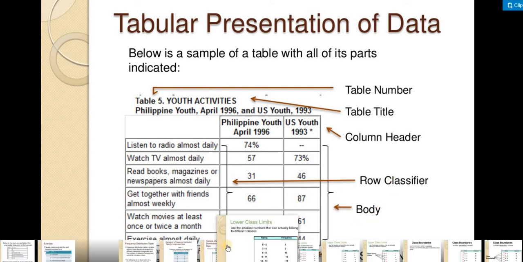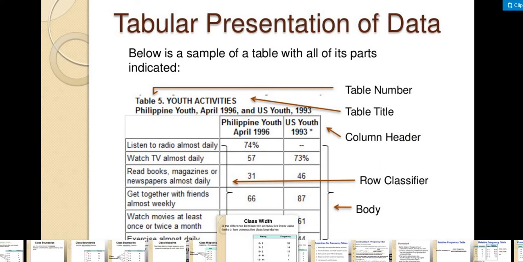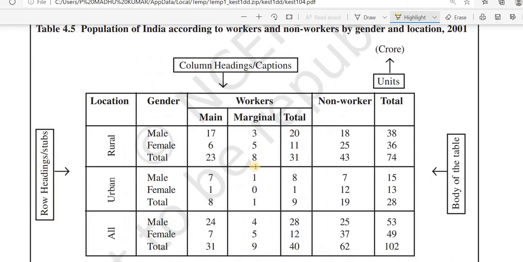This whole part we are calling the body. And the last one: here you can see a star, and here they mention Monitoring the Future, a study of the lifestyle. This is the source note. These are the main parts of a table. Table number, table title, column heading, row classifier, body and source note will be there.